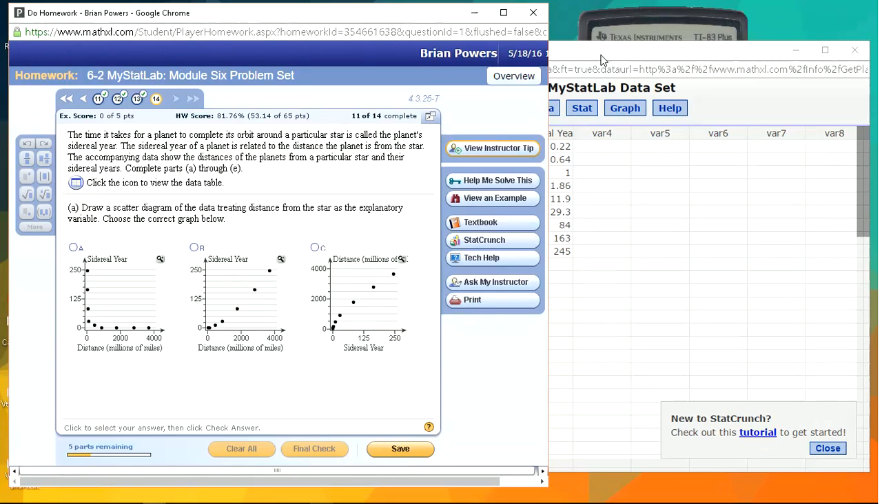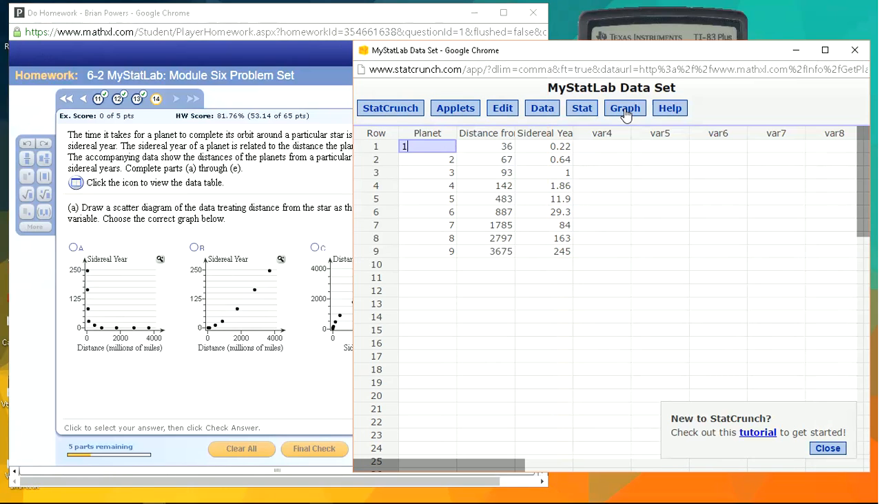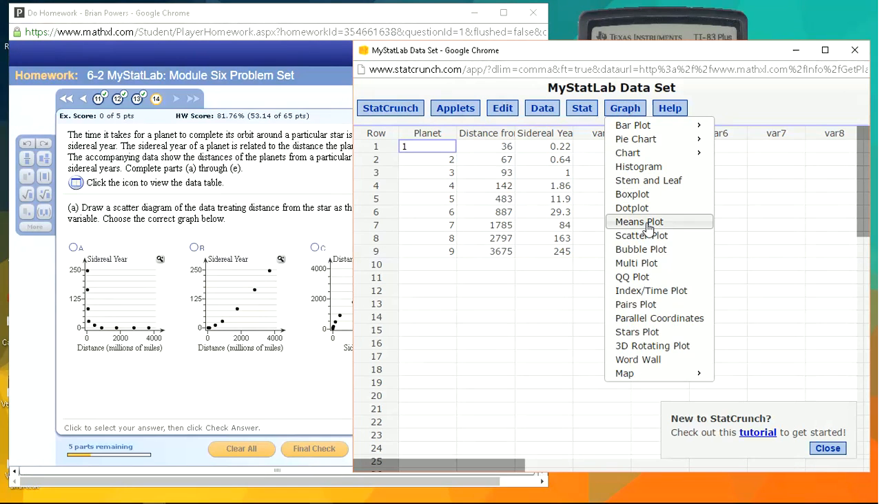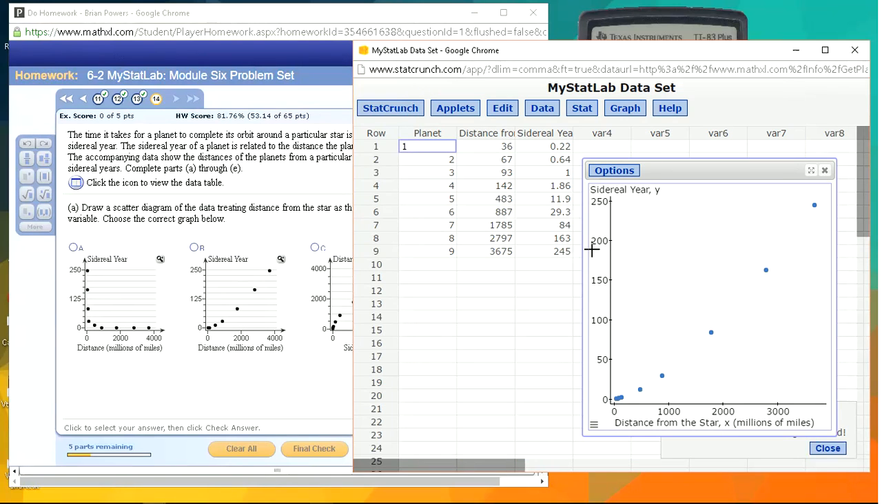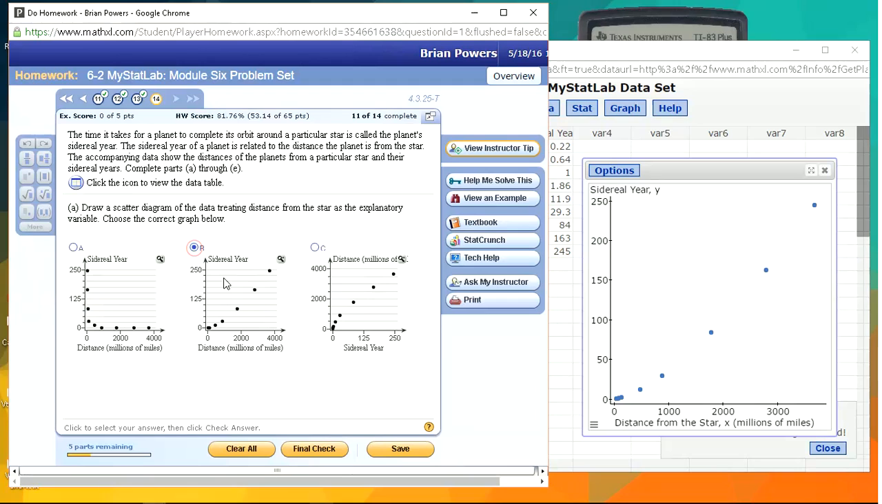Okay, so draw a scatter plot of the data treating distance from the star as the explanatory variable. Okay, let's do it. Let's graph the scatter plot. So you know how to do this at this point. The X variable is distance from the star. The Y variable should be the sidereal year. Okay, compute. We get our scatter plot. This is what it looks like. It looks very, very much like this plot right here.